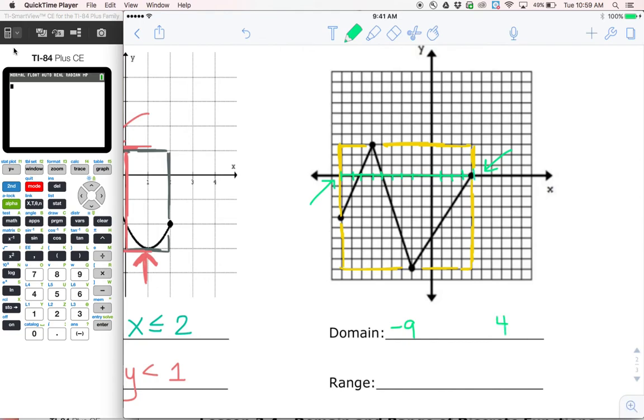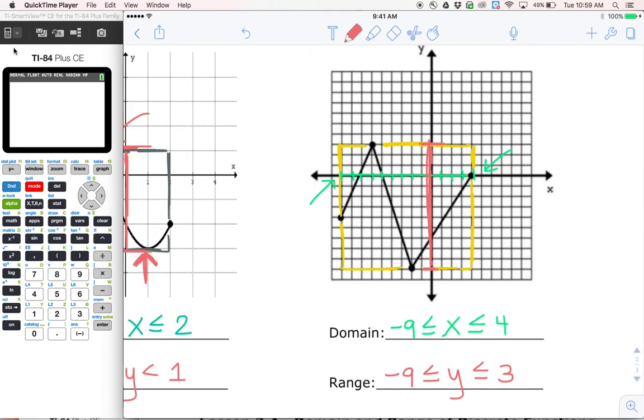Both are closed circles, so I get to use less than or equal to for both. Now my range, here we go, lowest to the highest point, right? Lowest to the highest point. We're looking at the bottom to the top for my range here. Well, my lowest point happens down here when y is negative 9. My highest point happens here when y is 3. And since I have only closed circles, I'm going to use less than or equal to symbols for both.